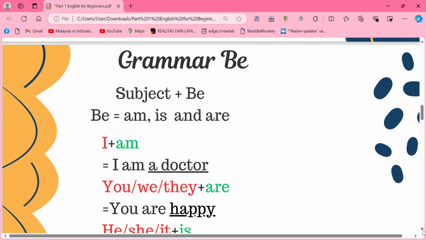Kita akan lihat grammar be atau tata bahasa ya. Tata bahasa dari be ya. Verb be. Jadi subject plus be. Jadi setiap subjek atau subjek ya. Subjek tadi kita sudah lihat ada I, you, we, they, she, he, and it. Itu selalu ditambah dengan be, ya, selalu ditambah dengan be. Apa itu be? Be ini ya, be sama dengan am, is, and are.